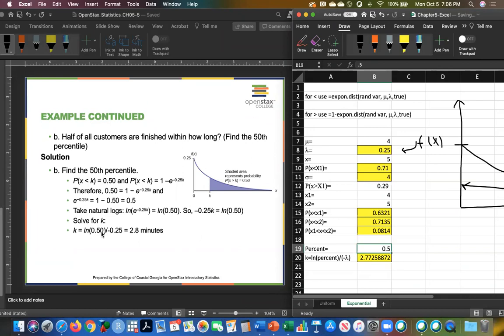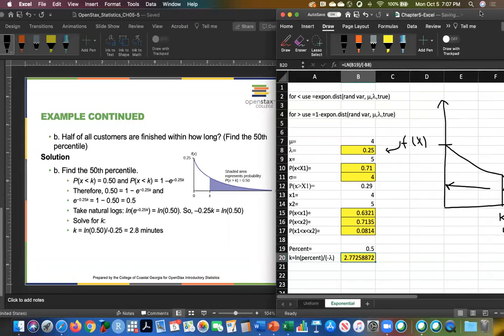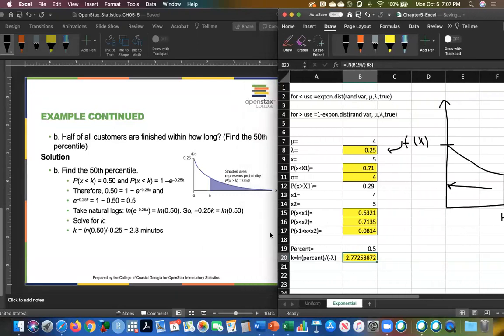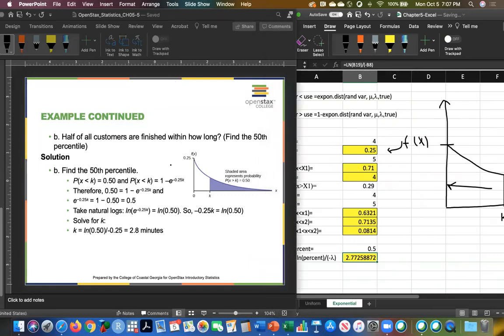I took the natural logarithm of the percentile, and then divided by the negative value of my decay factor. So we have the decay factor equal to 25. This is going to be the negative value, and this is going to be the logarithm of the percentile. So in this case, I can find that the value for the 50th percentile is going to be 2.77. Okay. So here the value is going to be 2.77.